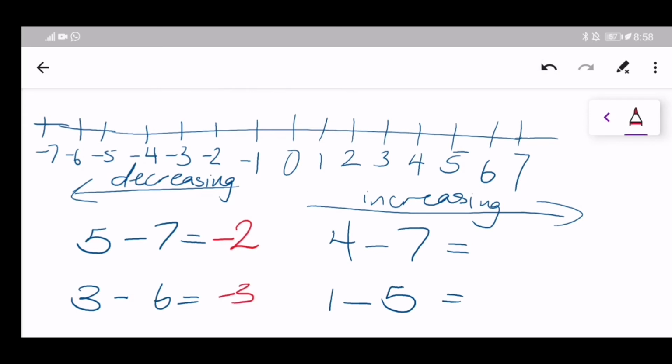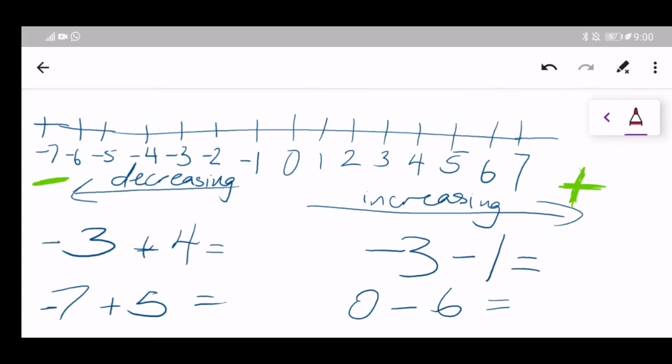For this one, we're starting at 4 and we're going to the left side again 7 times. 1, 2, 3, 4, 5, 6, 7. So you're going to get an answer of negative 3. And then last but not least, we're starting with 1 and we're going to the left side again 5 times. 1, 2, 3, 4, 5. So your answer is negative 4.